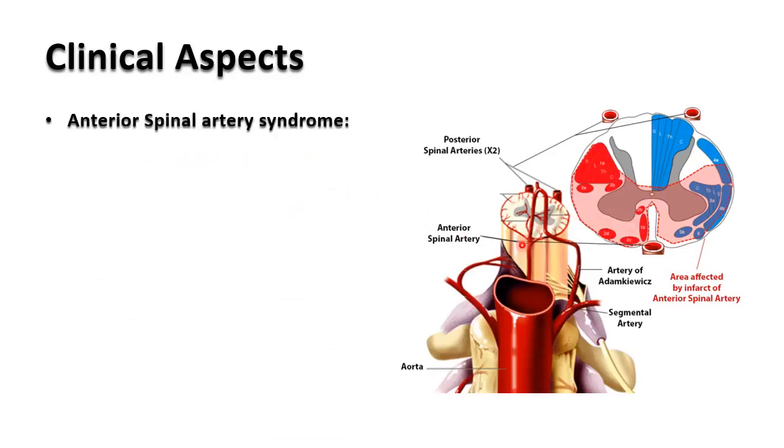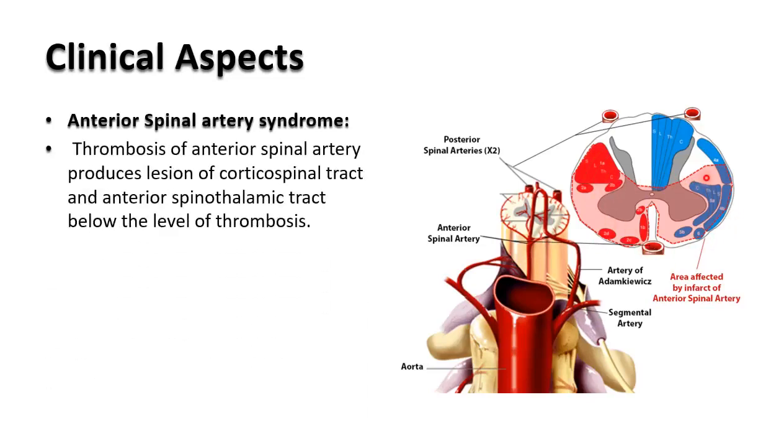If there is ischemia, loss of blood supply because of occlusion or rupture of the anterior spinal artery, then you can see this part of the spinal cord is actually affected. So thrombosis of the anterior spinal artery causes a lesion of the corticospinal tract and anterior spinothalamic tract.